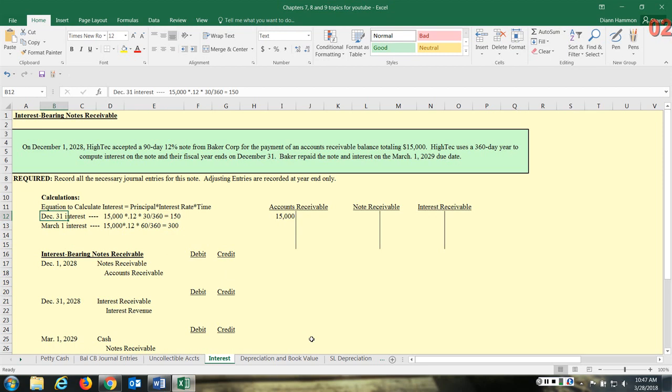Now let's look at this problem. So December 1st, 2028, Hitech accepted a 90-day 12% note from Baker Corporation for the payment of an accounts receivable balance totaling $15,000. So let's stop on that just a moment. So they apparently had an accounts receivable from this customer. The customer couldn't pay, and so they said, well, let us just set you up. We'll make it a 90-day note, and we'll be charging you some interest.